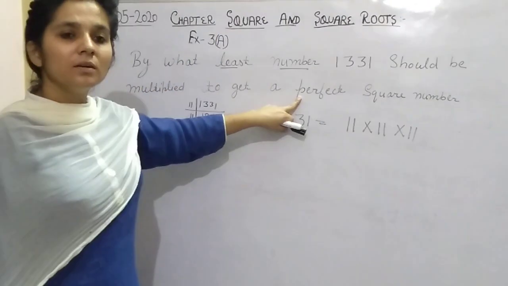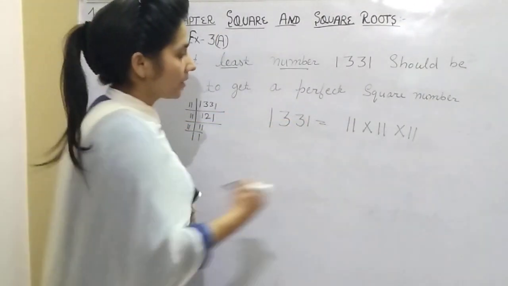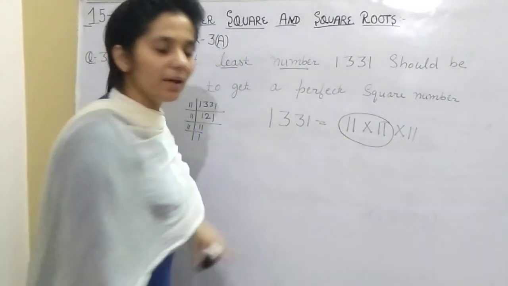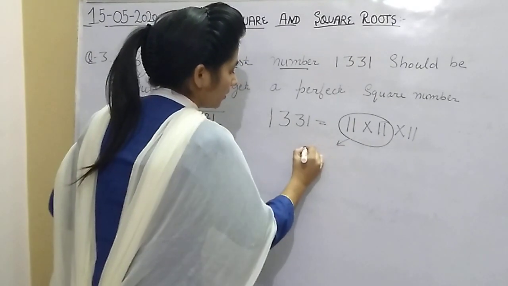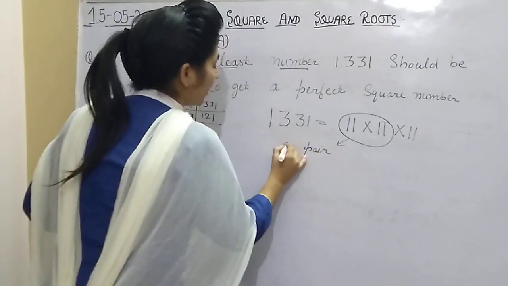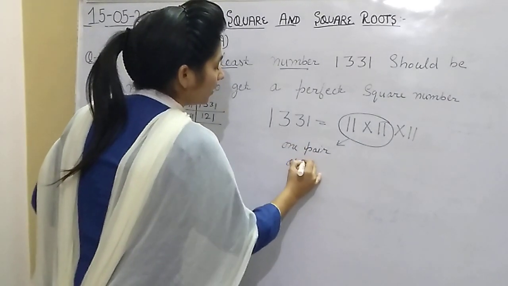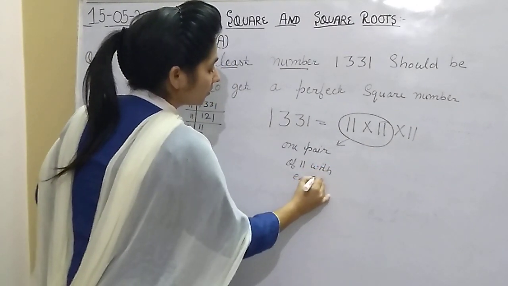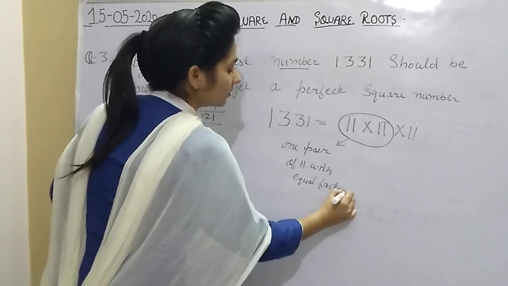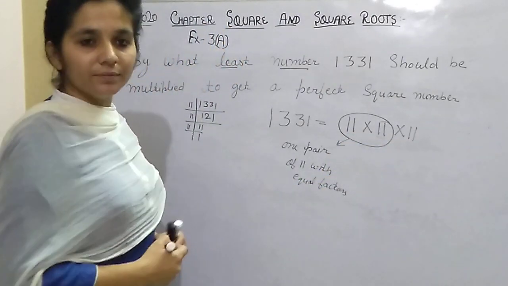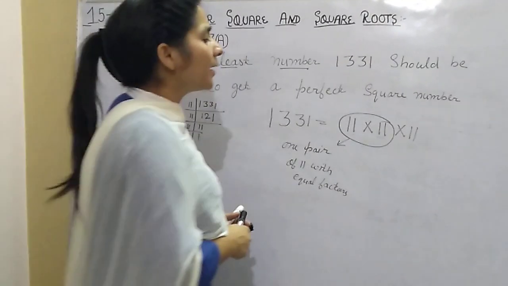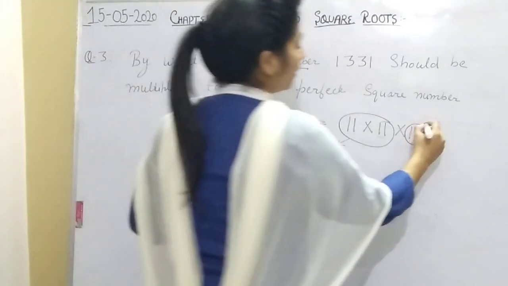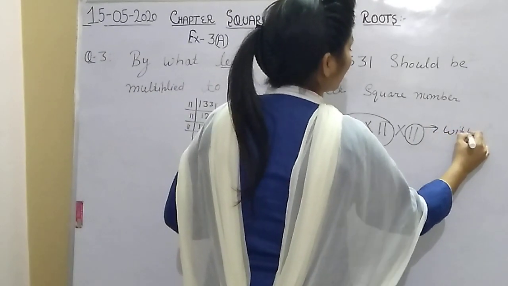Now we will make the pair. There is one pair of 11 with equal factors. Equal factors means both the numbers are 11. And there is one remaining number, that is 11, without pairing.